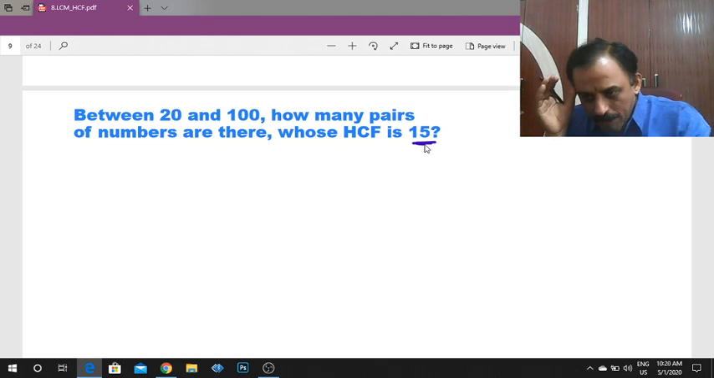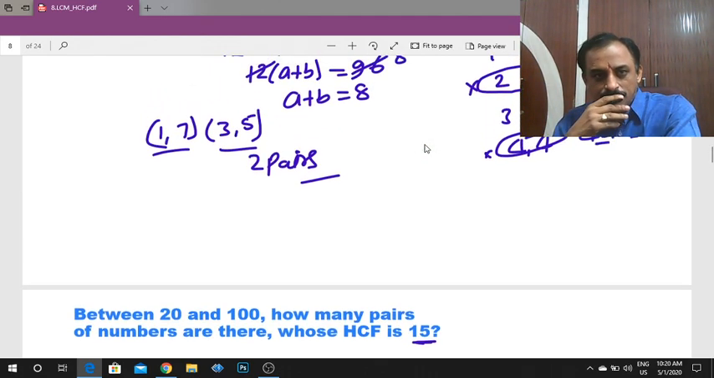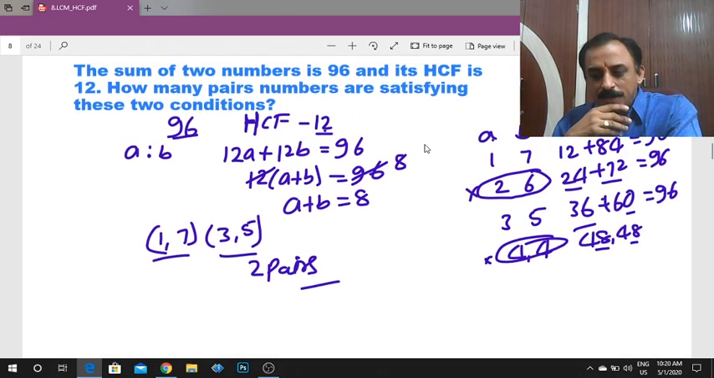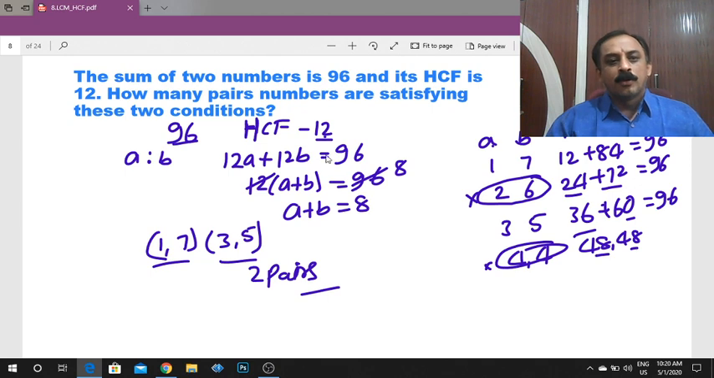Sai Raman, repeat, sir, please. Which one? Previous question? Where is your doubt? Please tell me, Sai Ram. Sai Raman. HCF should be 12.